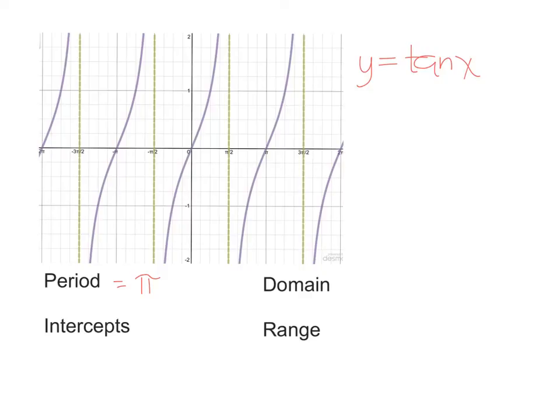So if you look here at 0, 0, when does it come back to 0, 0 again? Doing the same thing, so kind of increasing through 0, 0. It happens again here at pi. So that's the period. Or you could look at one asymptote to the next. Negative pi over 2 to pi over 2, that's 1 pi. So that's the period.